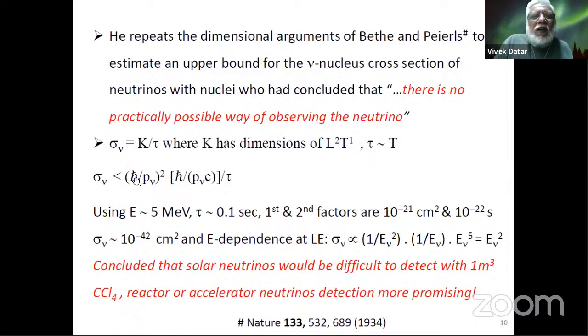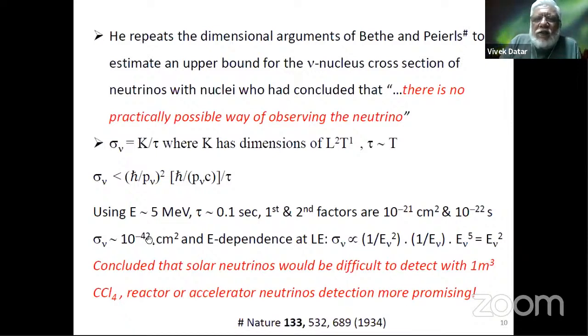So you construct ħ/(p_ν), which has the dimensions of L squared, and this T is produced by ħ/(p_ν c), and then divided by tau, which has the dimensions of time. If you use 5 MeV and 0.1 second for a beta-decay half-life, then you get these numbers, and you actually get a rough order of magnitude of 10 to the minus 42, which Bethe and Peierls said is impossible to measure. In fact, you also get the E dependence at very low energies through this interaction, what we now call the charge current interaction.